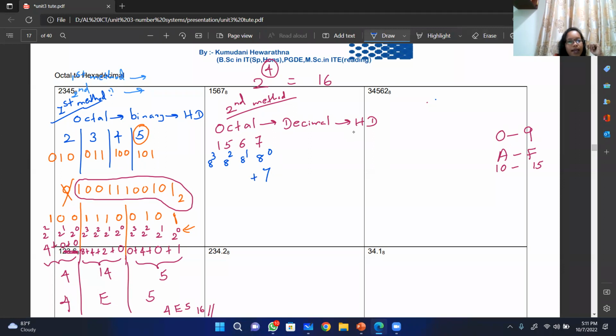Here 8 to the power 1 is 8, 8 into 6 is 48. Then 8 squared is 64, and 5 into 64 is 320, and 8 cubed is 512. So altogether, is that 887 in decimal?